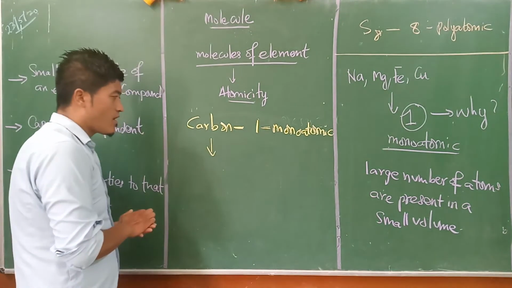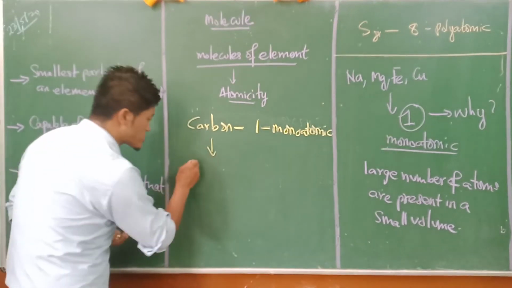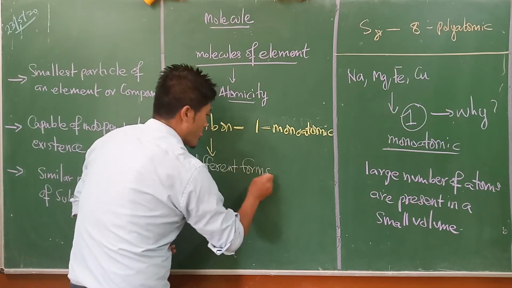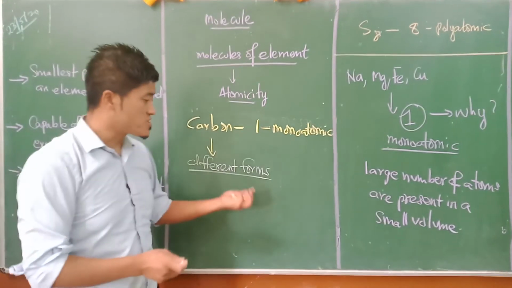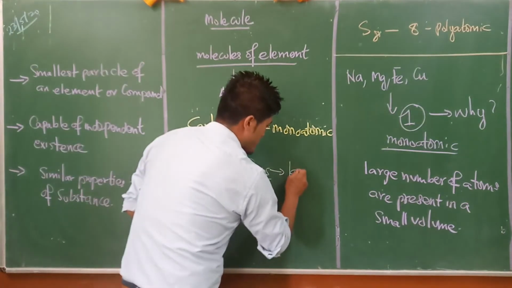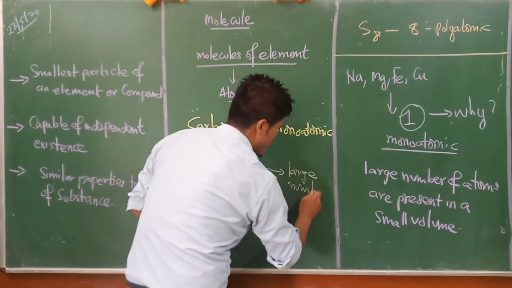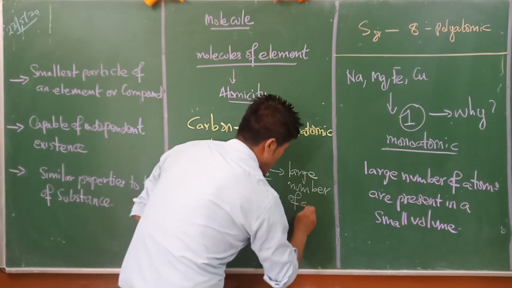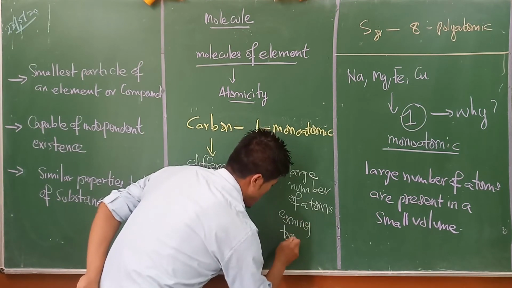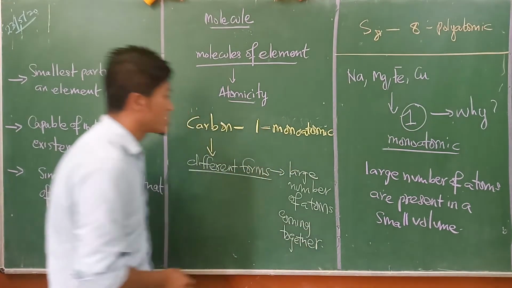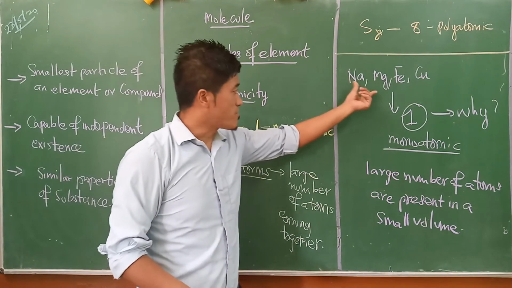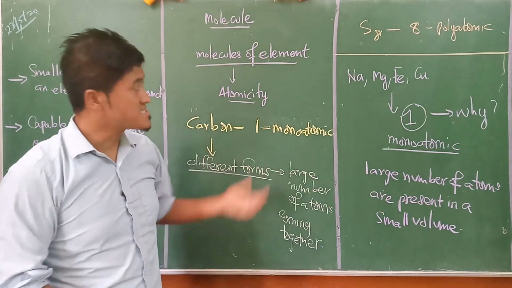Carbon normally has the ability to make different forms, and those different forms come with a large number of atoms coming together. So this is the main reason why we take carbon also as monoatomic nature. So, especially in the case of sodium, magnesium, iron, copper, and carbon, we take these as monoatomic.